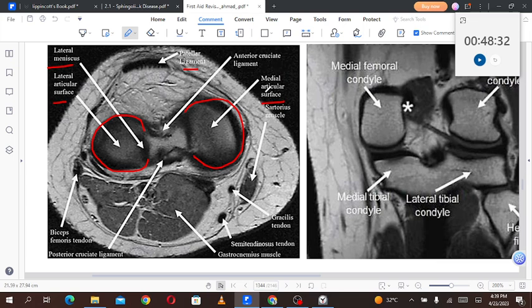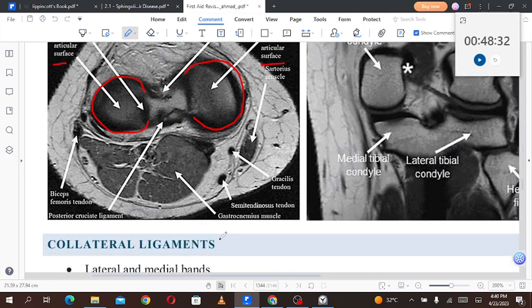Okay. Then let's talk about the sartorius muscle. So here the biceps femoris muscle and posterior cruciate ligament. Here we have the posterior cruciate ligament moving from the medial femoral condyle to the posterior surface, while the anterior cruciate ligament is moving from the lateral femoral condyle to the anterior surface. So it goes something like that. Then we have the gracilis tendon and so on.